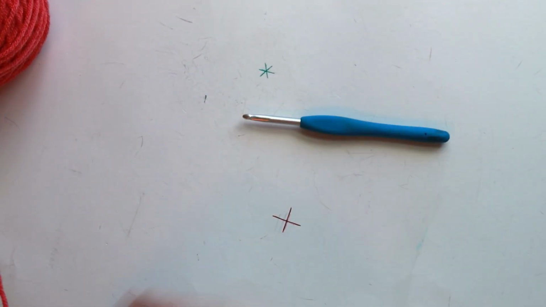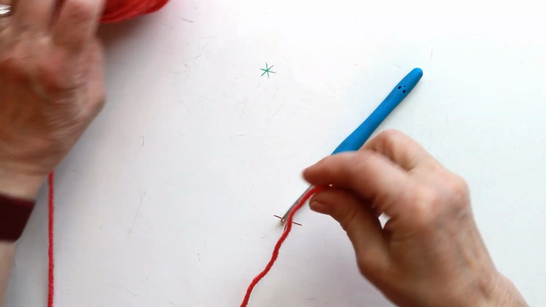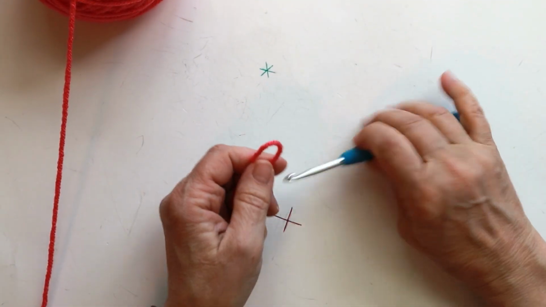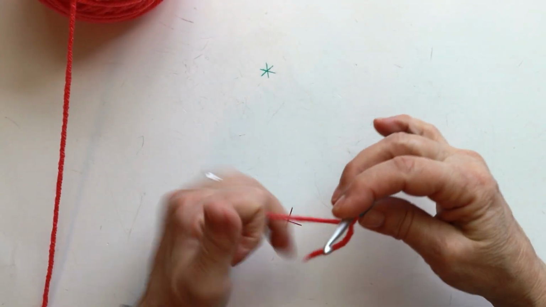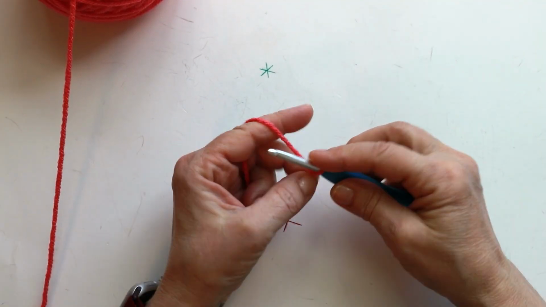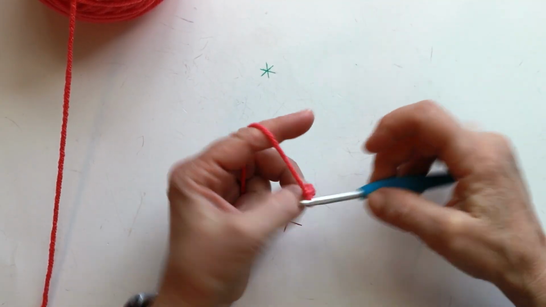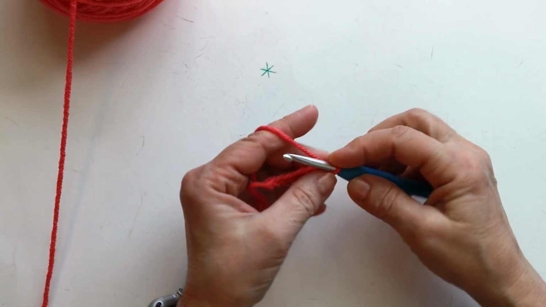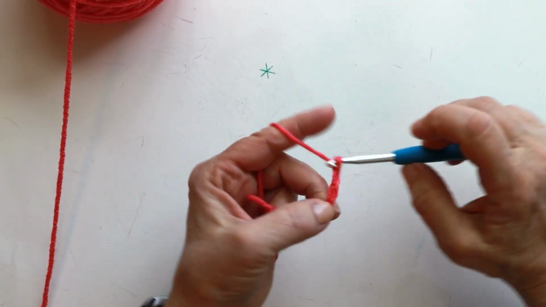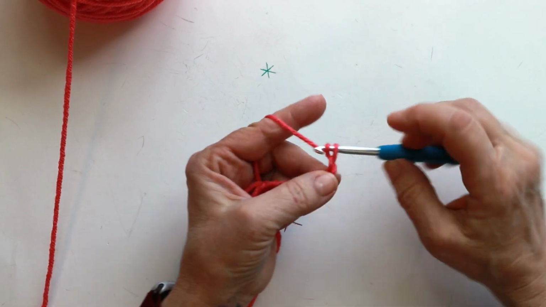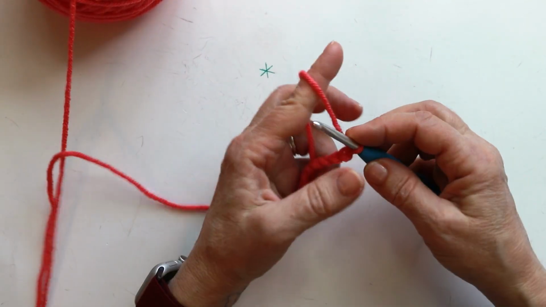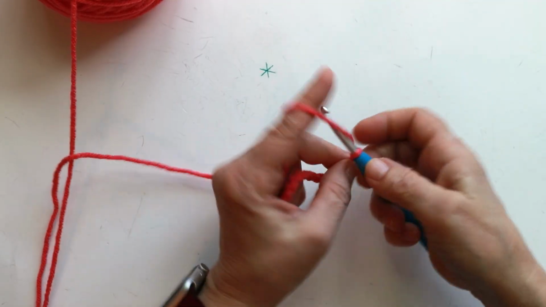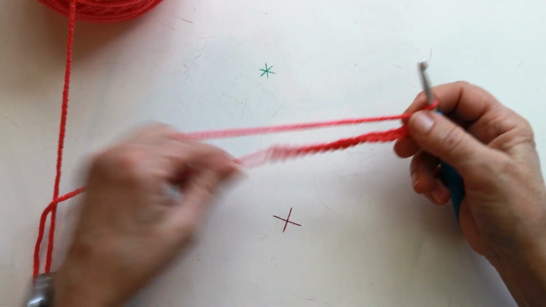I am using a 5mm hook. I am going to start with an even number of chains. So I am going to chain 12. 1, 2, 3, 4, 5, 6, 7, 8, 9, 10, 11, and 12. No, you know what? Let's go 16. 13, 14, 15, and 16.